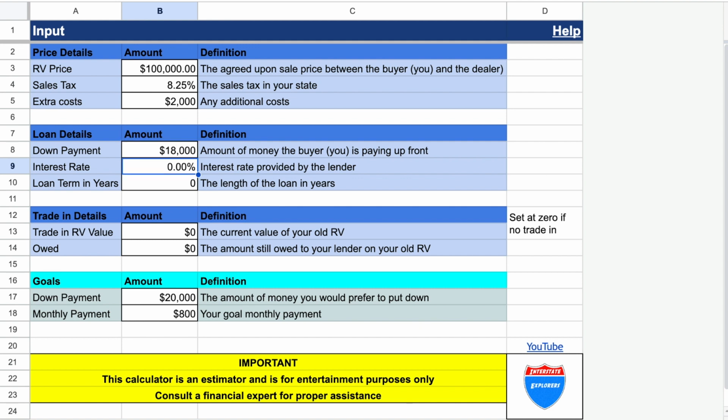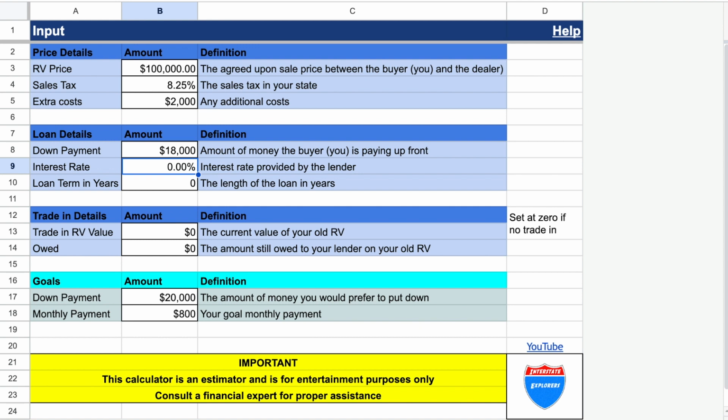Now, RV loans tend to be more flexible with down payment percentages, so the typical 20% is usually not always going to be required when purchasing an RV. The interest rate is going to be influenced by a variety of factors.